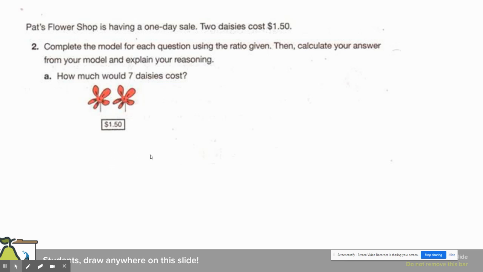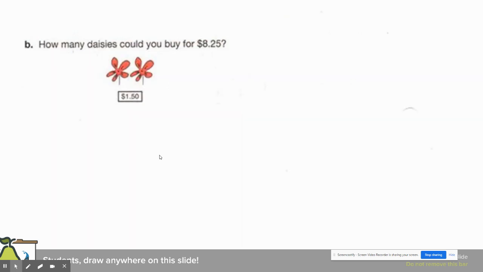If I drew 1 daisy, it wouldn't be $1.50, it'd be half of that, which would be 75 cents. So that would be $5.25. How many daisies could you buy for $8.25? Now I'm going to focus on the money. $1.50, $1.50, that'd be $3. 4 of those would be $6. $1.50 more would be $7.50. That'd be 8 daisies. And again, you see half of $1.50 from $7.50 to $8.25, 75 cents. So you would hopefully see you'd have 9 daisies that you could buy.